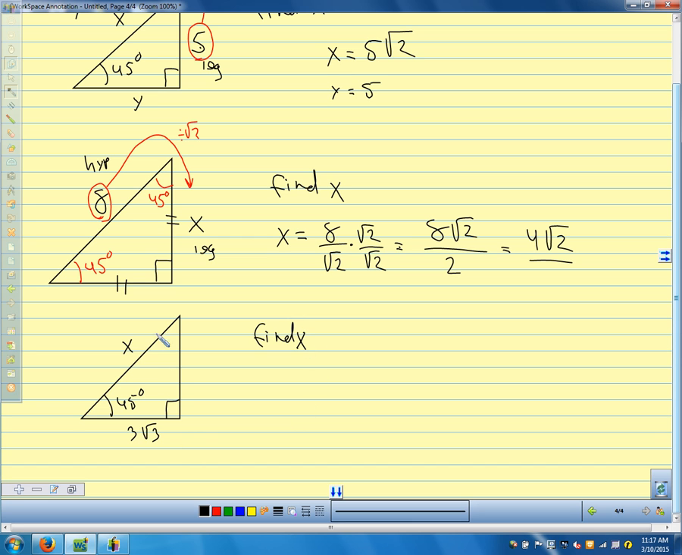So let's label our sides. X, what side is x? Hypotenuse, that makes this a leg. And how do we go from a leg to the hypotenuse? Multiply by the square root of 2. So x equals 3 square root 3 times the square root of 2. And the numbers inside the square roots I can multiply. So I get 3 square root 6.